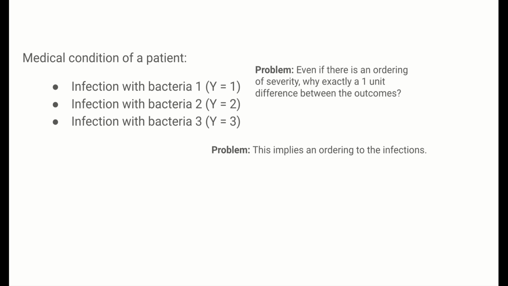Another problem is that even if 1 is the least severe and 3 is the most severe, the exactly 1 unit difference between outcomes doesn't necessarily make a lot of sense. No matter what numbers we assign for the three conditions, we'll face problems like this when trying to use linear regression. This is why we need tools that are suited specifically for categorical outcome variables.